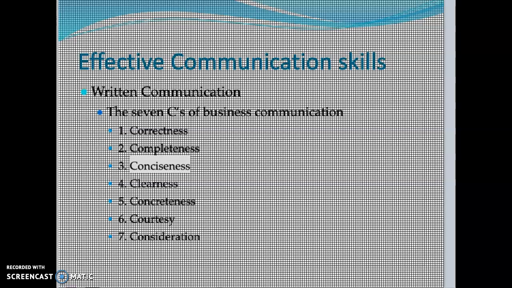Their element is they're concise in their speech, so they don't go on and on with details that might bore their audience or get their audience to kind of divert in the mental process from what they're saying. They're clear with their speech. You can understand them. They don't have slang. They speak very directly, and it comes across clear. They're concrete in what they're saying as well. They're courteous, and they have consideration towards their audience. And those are the 7 effective communication elements for business.